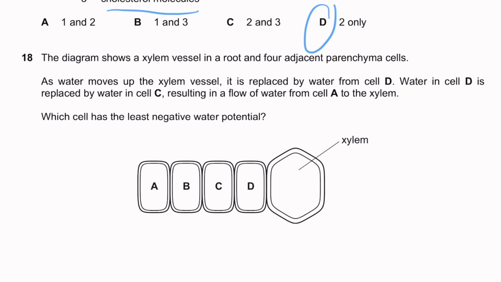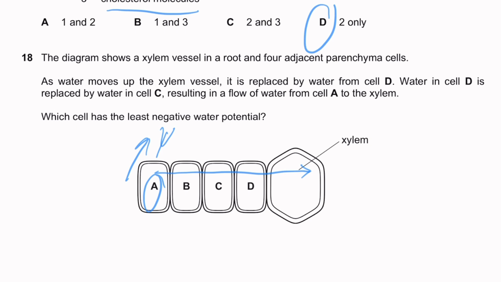As water moves up the xylem vessel, it is replaced by water from cell D. Water in cell D is replaced by water in cell C, resulting in a flow of water from cell A to the xylem. So which cell has the least negative water potential? If water moves from a region of higher water potential to lower water potential, down the water potential gradient, that moves from A all the way to the xylem, that means that A is going to have the highest water potential, meaning it has the least negative water potential.